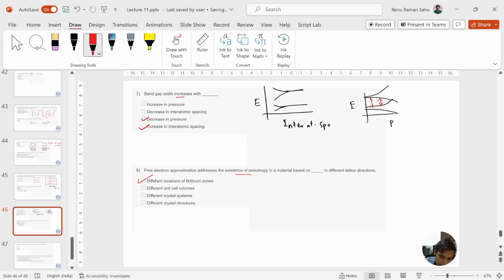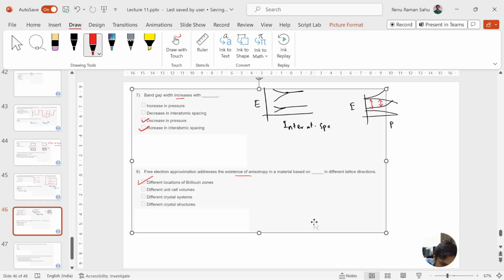That is also correct. How? Because unit cell is different, right? Unit cell is the same. Unit cell volume has to be the same in a crystal, because you are repeating that same unit cell over and over again to generate that crystal. Different crystal structures in different directions is not true. Given a material, you have one crystal system, and the crystal structure is the same given a particular material. That is the only answer.